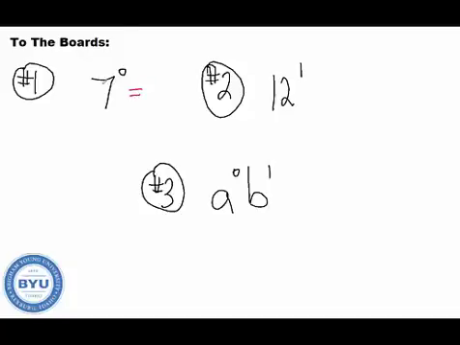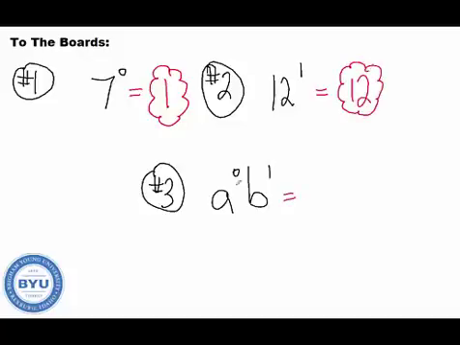Okay, let's do it. 7 to the 0 power. Well, we just learned the 0 law, that anything to the 0 power is 1. So that's our answer there for number 1. For number 2, we have 12 to the 1 power. And the 1 law states that anything to the 1 power is itself. And so the answer here is just 12.